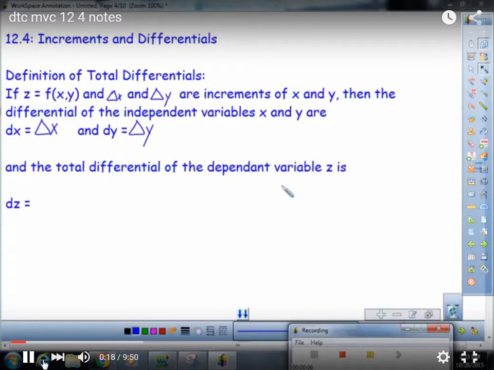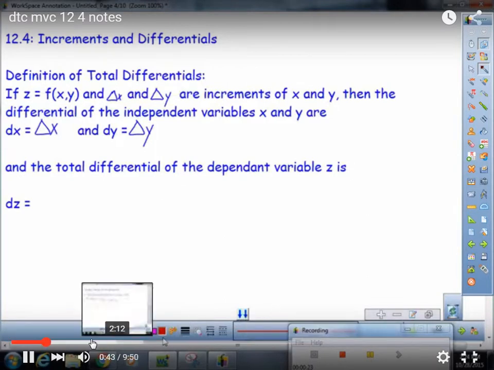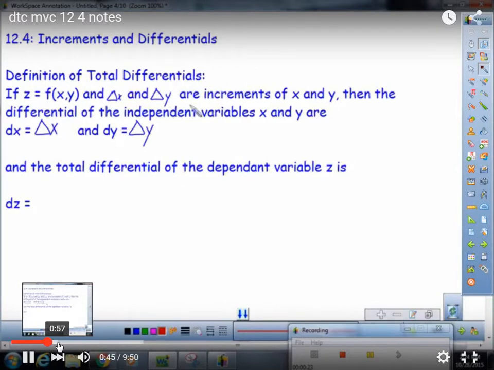Okay, so here's a definition of total differentials. And dz is how we represent the total differential. So if you have z, a function of x and y, then we're going to be able to represent the total differentials, and I'm just going to wait for myself to play it.